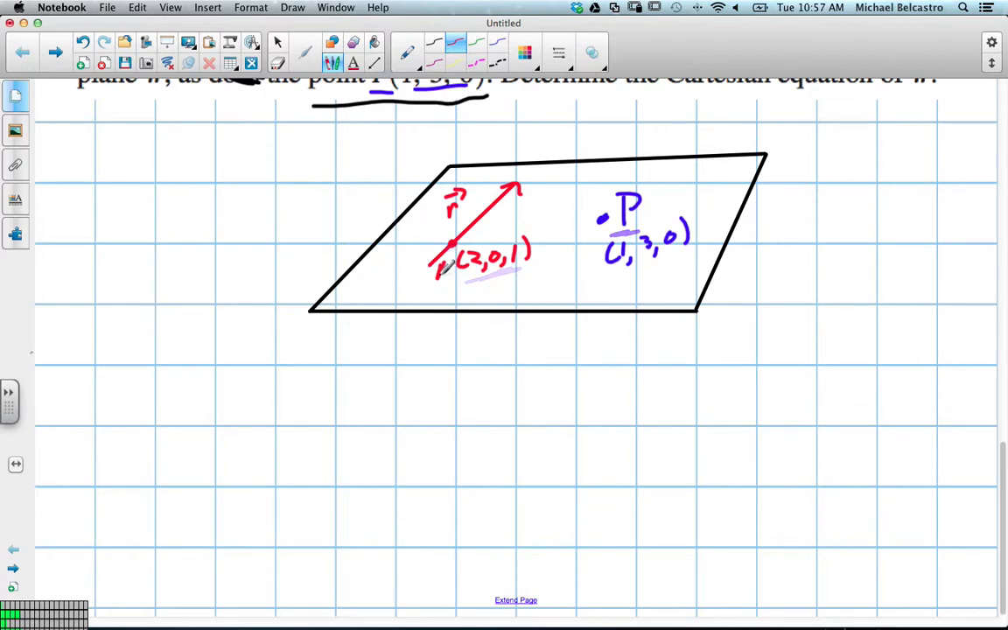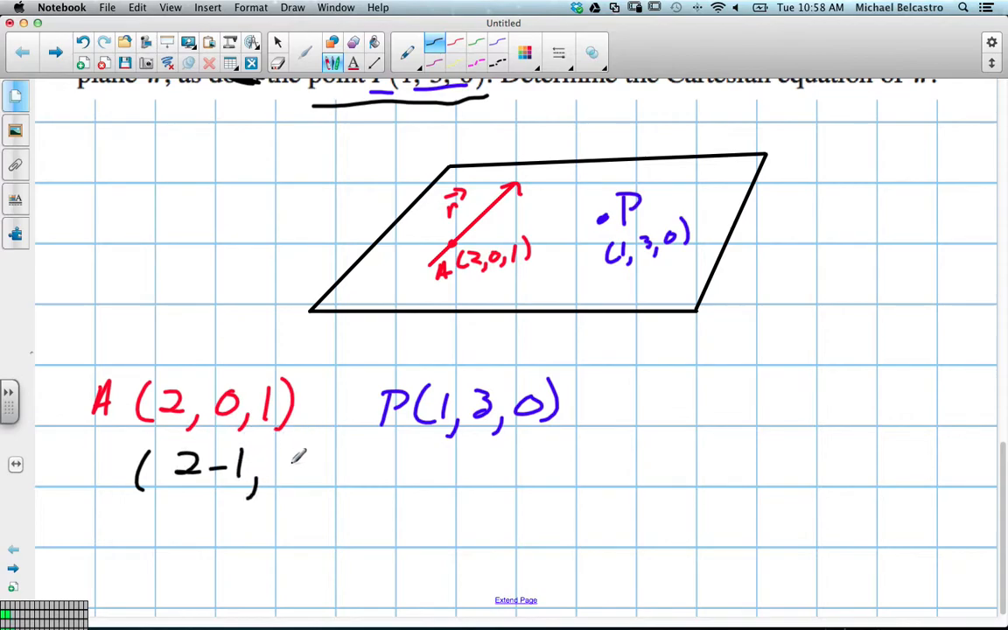We'll call this point A in this case, okay? So A has the coordinate of 2, 0, and 1, and P has the coordinate of 1, 3, and 0. So we want to find a direction vector for these two. We're going to subtract them. So we'll get 2 subtract 1 will give us an x value, 0 subtract 3, and 1 subtract 0. So our direction vector from A to P will be 1, negative 3, and 1.